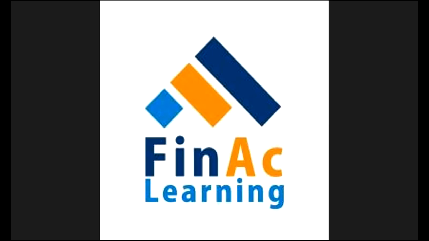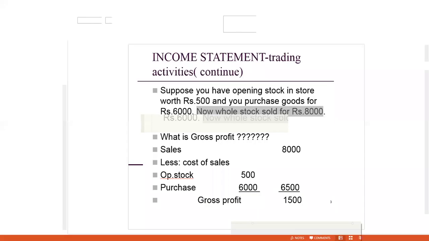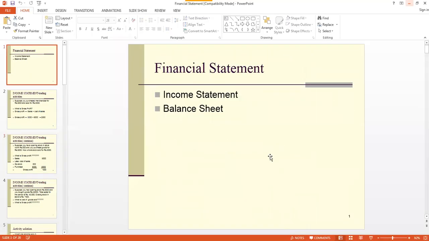Today we will cover financial statement in this lecture. Hope you already have a basic accounting understanding, and in case you face any problem, then you can revisit the basic understanding lectures. That will help you a lot. So this lecture is mainly focusing on financial statement.